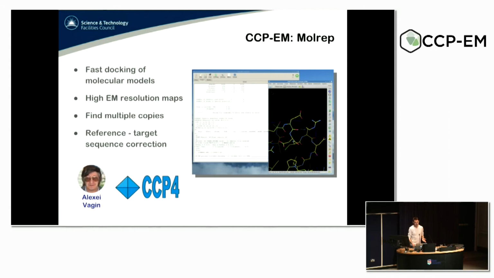For higher resolution cases, so sort of 5 angstroms or better, then we use a CCP-4 tool called MoRep. This performs very fast docking. It can find multiple copies, so if you expect, say, 6 different copies in your map, it'll search for those.